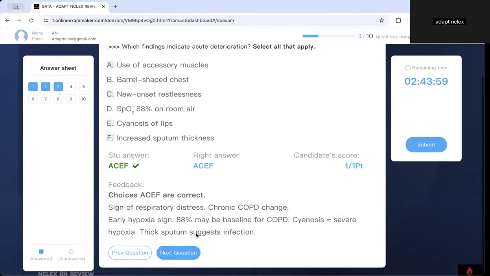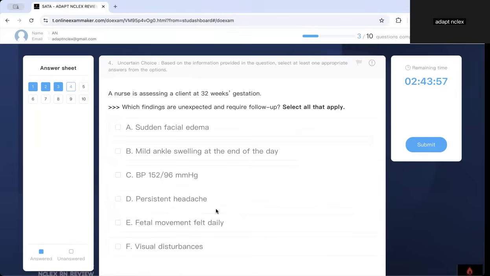This is how you do select or apply. Don't let anybody tell you otherwise. You know the content. You don't have to overselect. If the answer choice is confusing, walk away. Don't guess. There's no point guessing. Which findings are unexpected and require follow-up? That is the buzzword. Unexpected means you should not expect it in that patient.